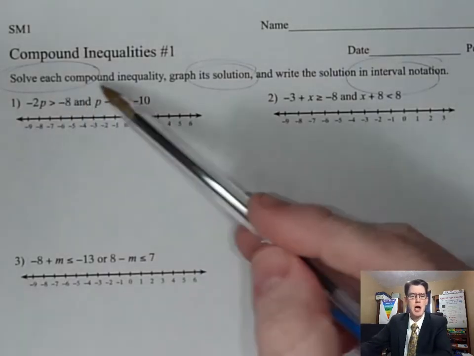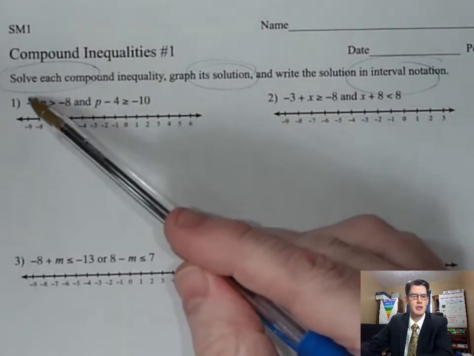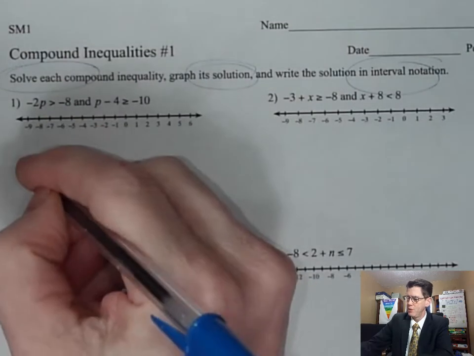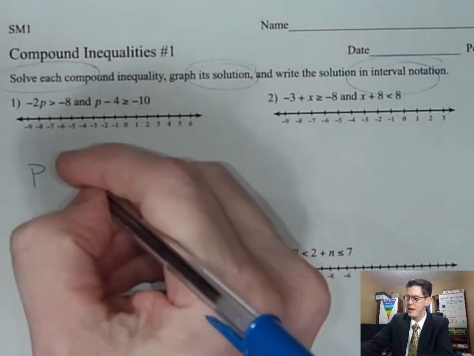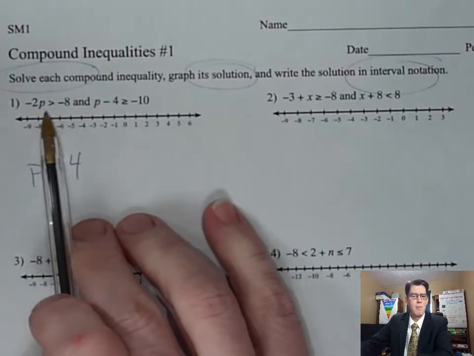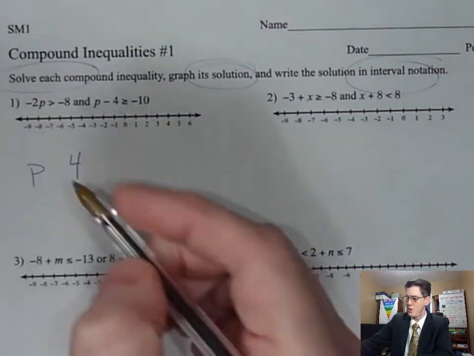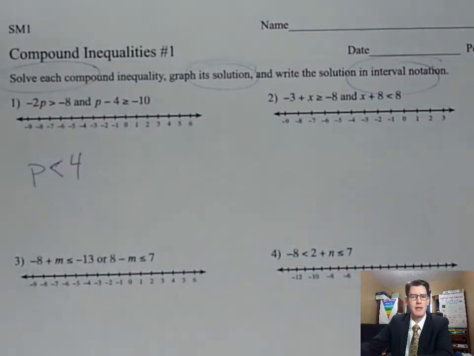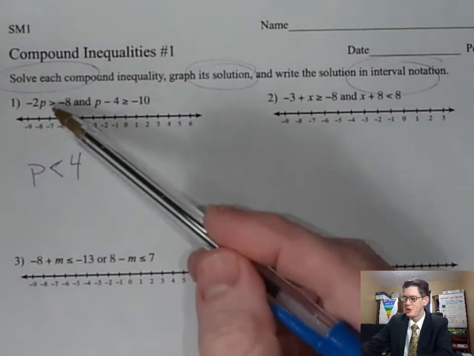So first we solve the compound inequality. Right here we're going to solve this. We're going to divide both sides by -2, which leaves p, and -8 divided by -2 is 4. And remember, when you do that, you have to flip the inequality, so p is less than 4. You'll notice I'm not spending a whole lot of time on work we've already done. I'm not showing a whole bunch of steps.